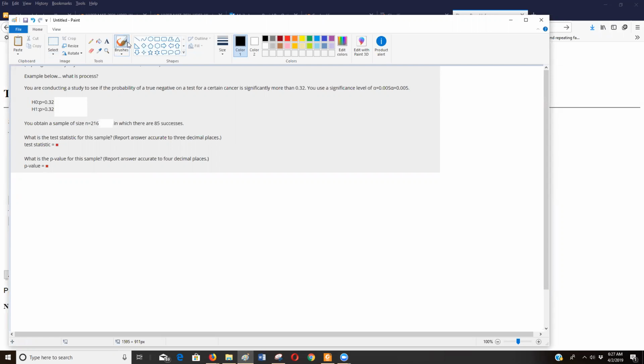And if you remember back last week when we were dealing with confidence intervals, we know the point estimate is that p hat number here. Let me try to get my board working here. Yeah, here we go. So p hat from this sample is going to be the 85 out of 216.